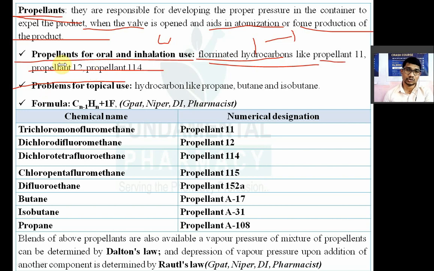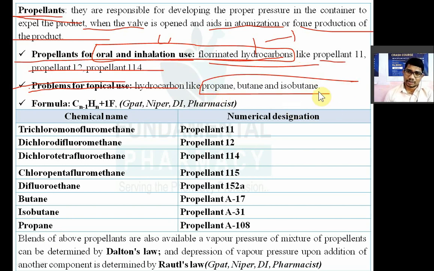So fluorinated hydrocarbons, they are propellants for oral and inhalational aerosols. Right now, again, propellants for topical use. So propellants for topical use is nothing but the hydrocarbons, like propane, isobutane, butane. Again इसके ऊपर भी दो बार क्वेश्चन आ चुका है. Which kind of propellants they are used for topical aerosol formulation? So hydrocarbons like propane, butane, isobutane. So remember, hydrocarbons like propane, butane, isobutane, they are used for the topical aerosols.